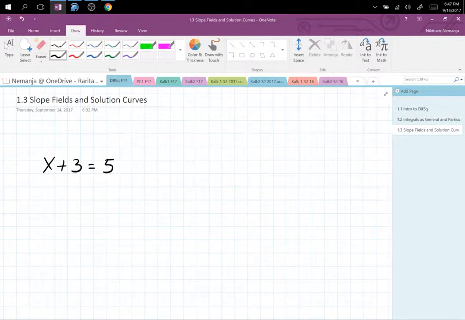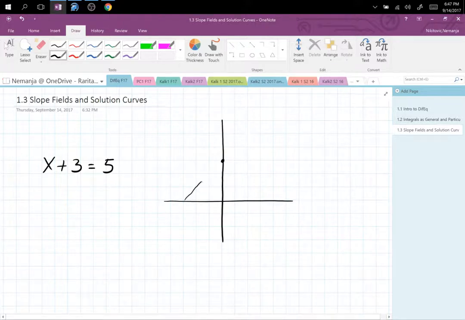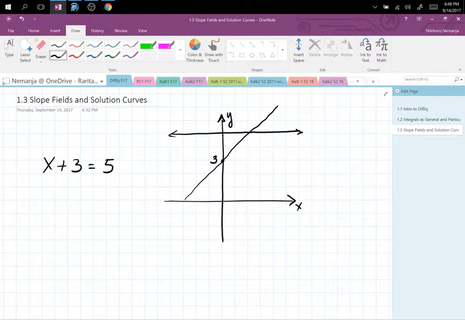So now if you carefully graph this using the square paper, which you all have, luckily, the left side is the 45-degree line through 3 because the slope is 1. And the right-hand side is the horizontal line through 5. And as you can see, they are intersecting at the point (2, 5), where x is equal to 2, which is the solution of the equation.